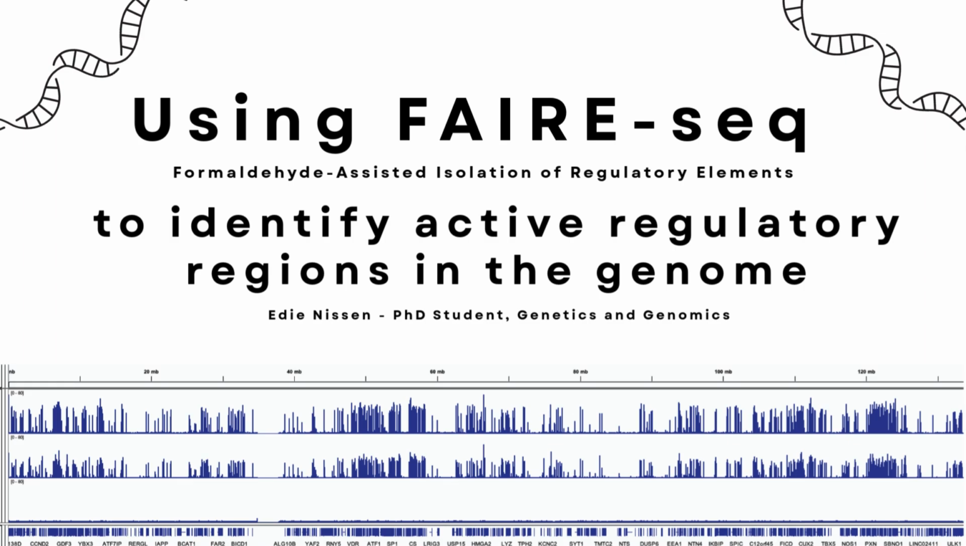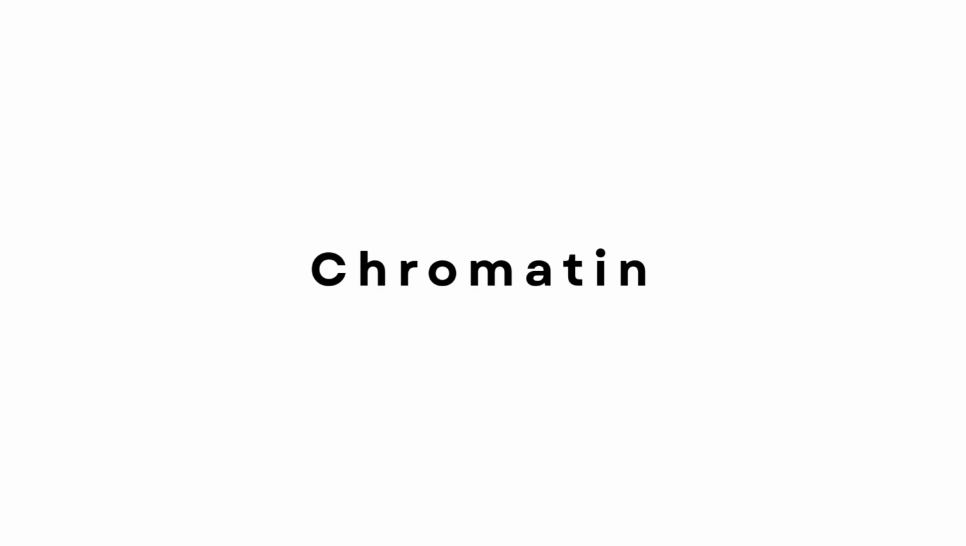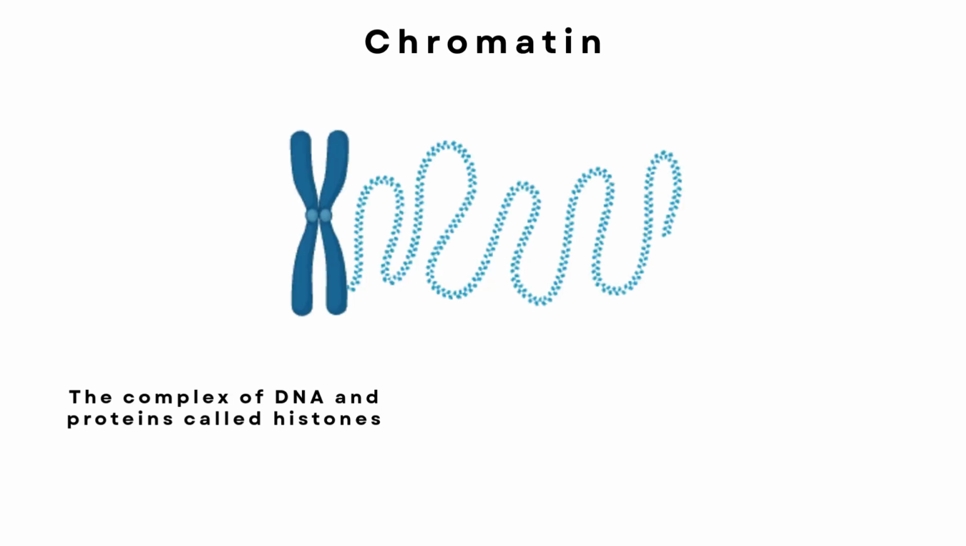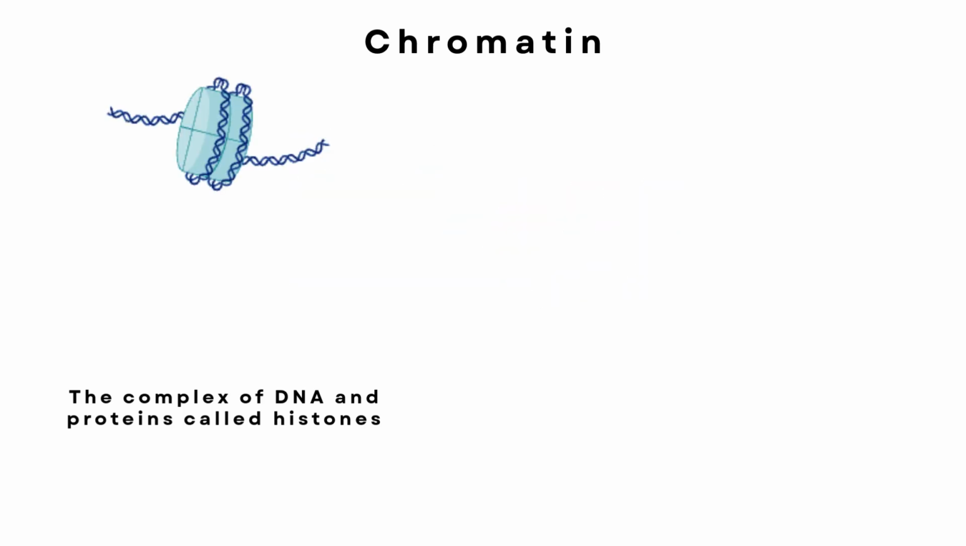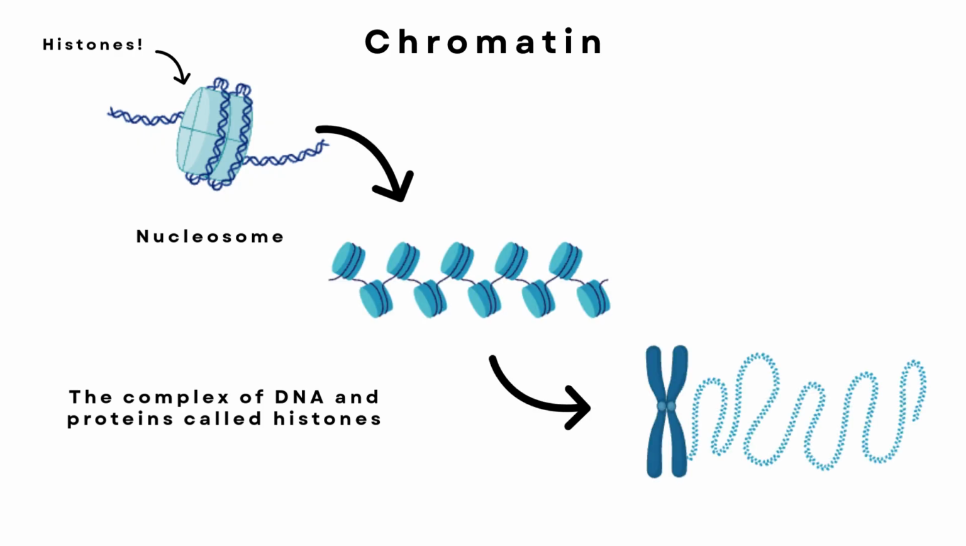In this video, I will be going over the use of FAIRE-seq as a method to identify active regulatory regions in the genome. To understand the method, it's first important to understand chromatin, which is the complex of DNA and proteins called histones. DNA is wound tightly around a core of 8 histones to form a molecular complex called the nucleosome.